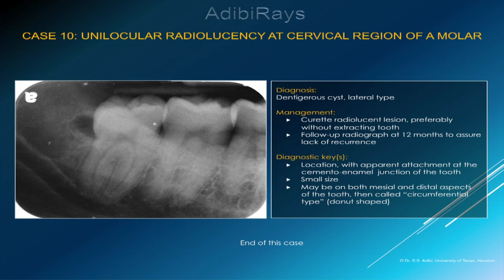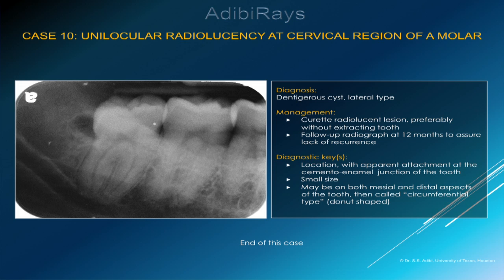This is a dentigerous cyst, and a lateral type. Often it is possible to remove the radiolucent portion of the lesion without extracting the tooth. In that case, it would be necessary to follow up with a 12-month radiographic examination to assure lack of a recurrent lesion.